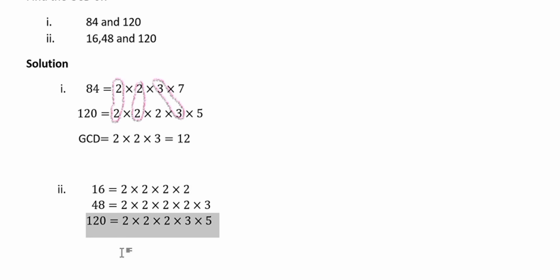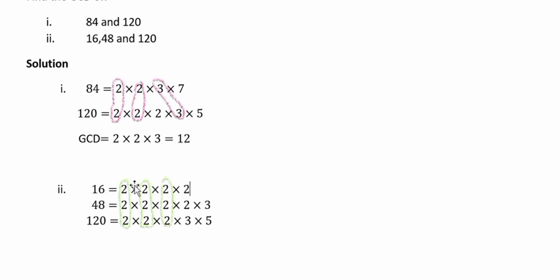Then pick those that are common among these 3 numbers that we are looking for their greatest common divisor. We shall pick that 2. We shall also pick these 2. Then we shall also pick these 2. And then that will be it.